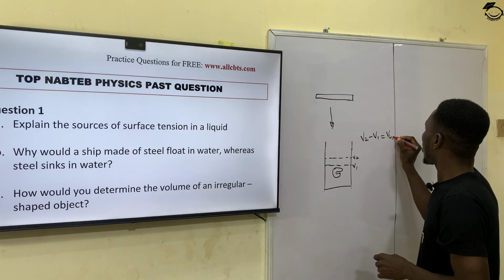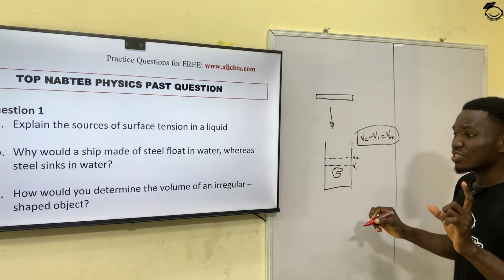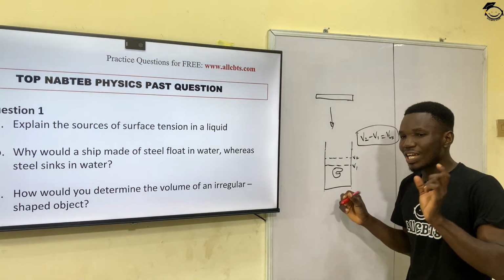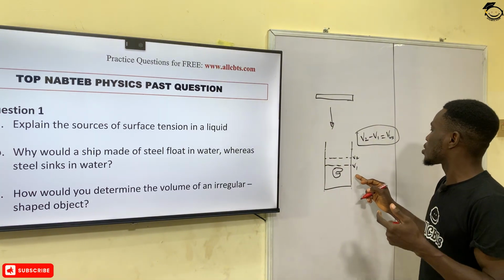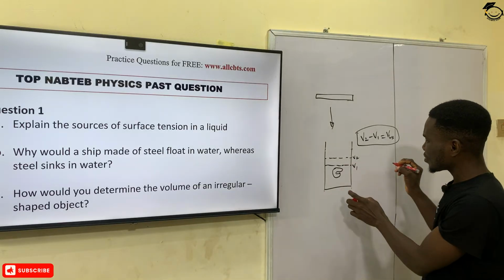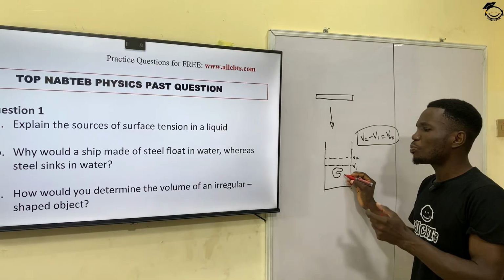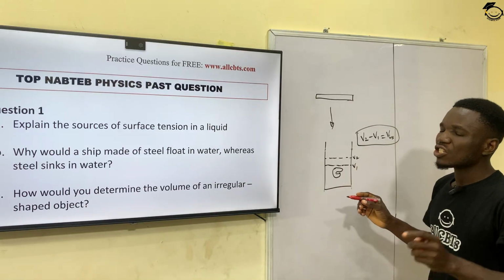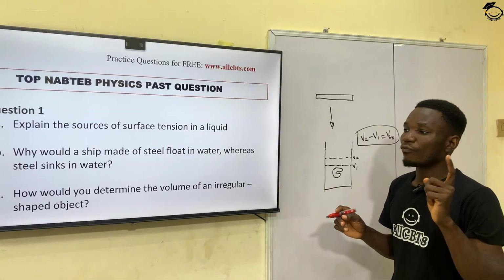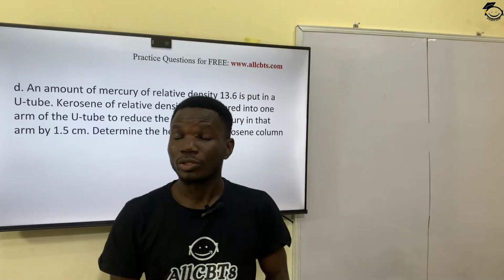So it means that if you want to find the volume of an irregular shaped object, you have to first of all find the volume of water, for example, or a liquid that you have available, by putting it inside a cylinder to measure its actual volume, and then you put the irregular shaped object into the liquid and measure the new volume and subtract these two volumes to get the volume of the irregular shaped object. Moving on to the next question.